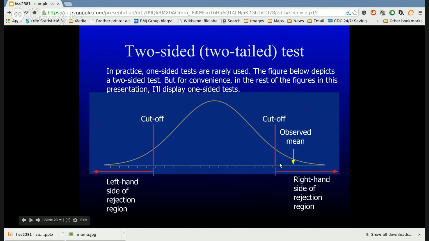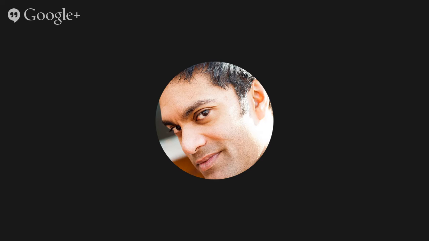Okay. Now if I'm doing a two-tail test, just keep that in mind. But in general, okay. So here's what we'll do. There should be a curve here.